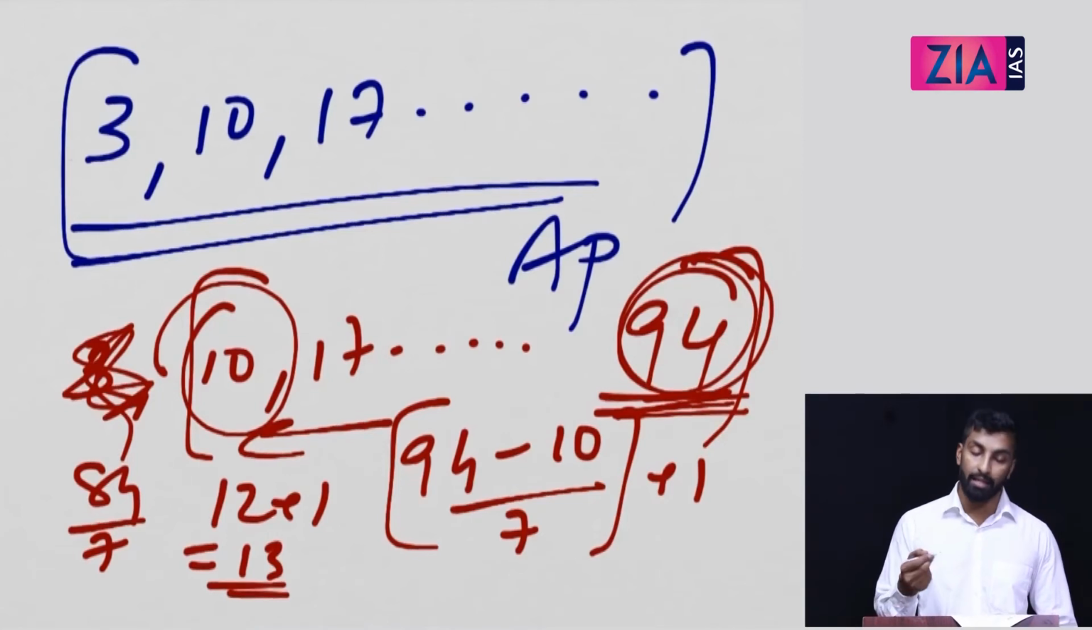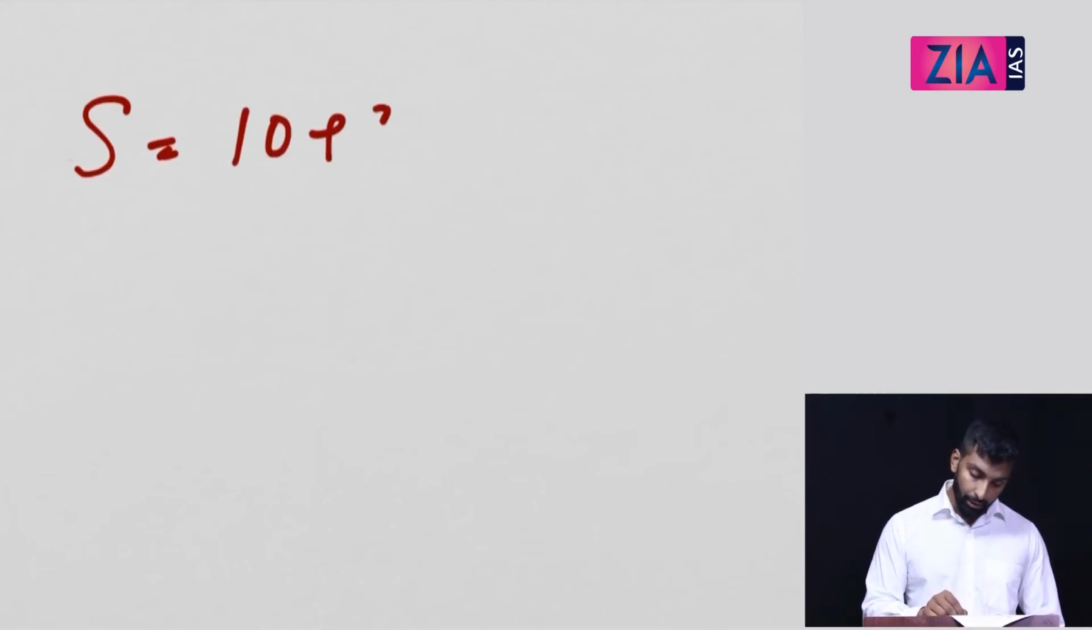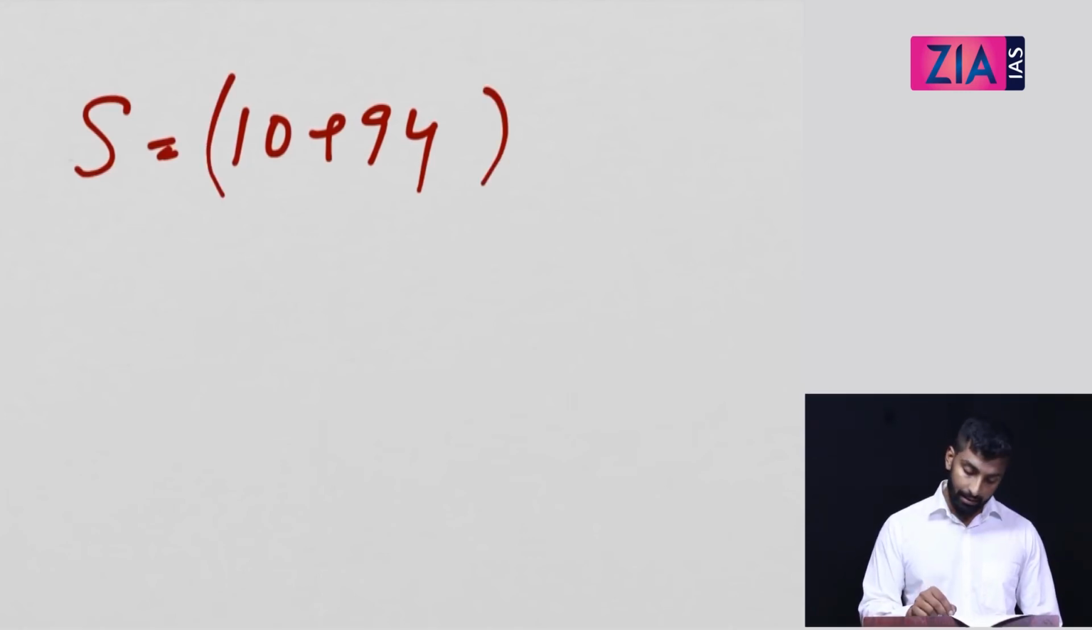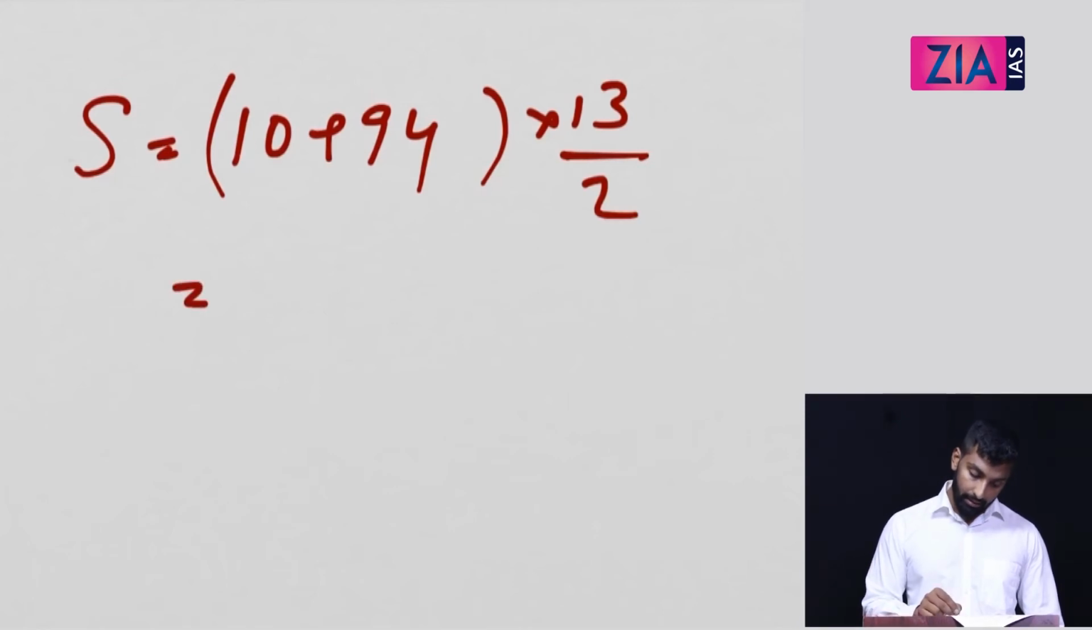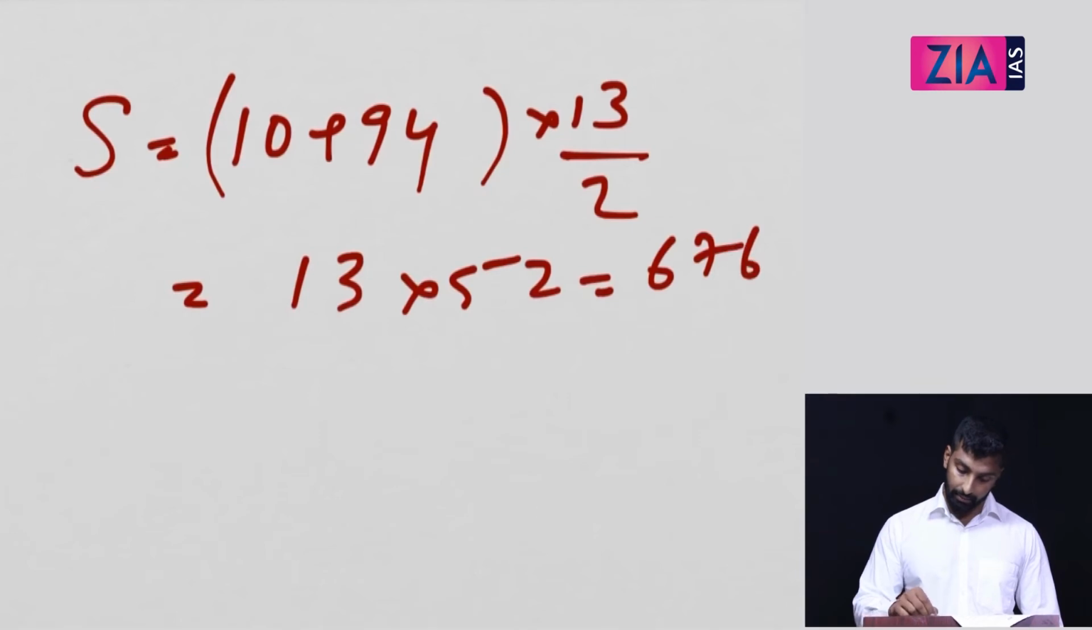Now you have a formula for sum, right? So what is sum? Sum is equal to n by 2 into first plus last, right? So first 10, last 94. N is 13, and divide by 2. So this is nothing but 13 into 52, you get 676.